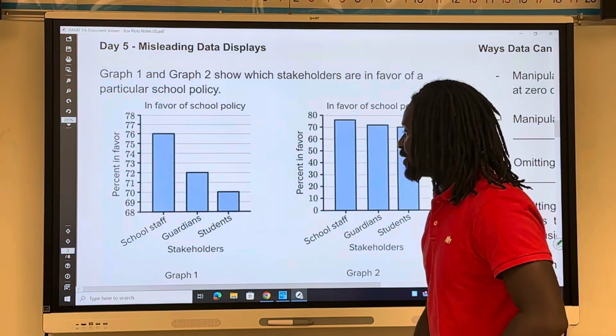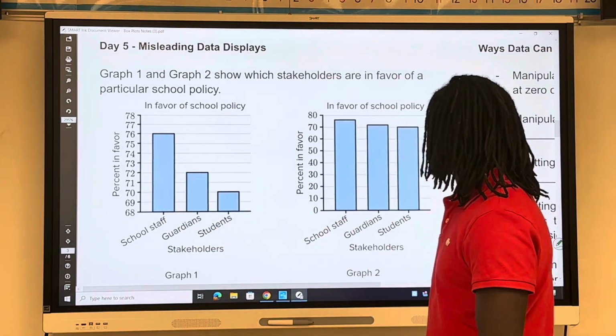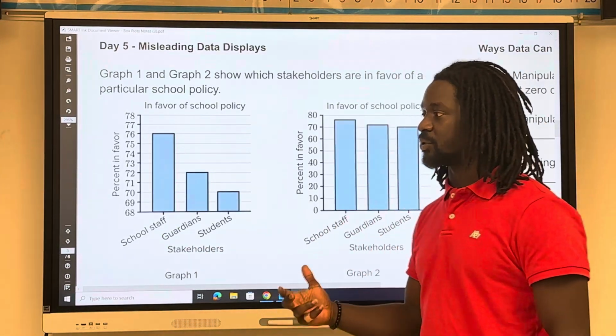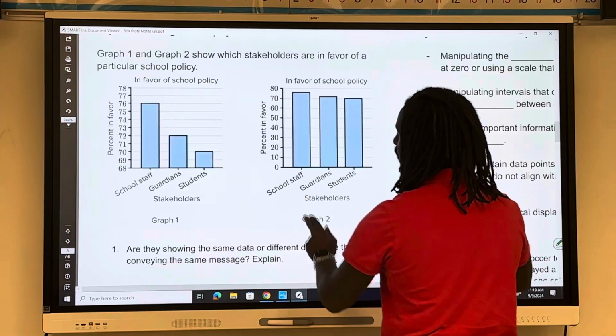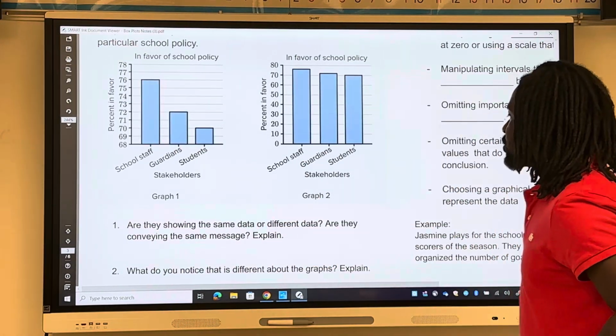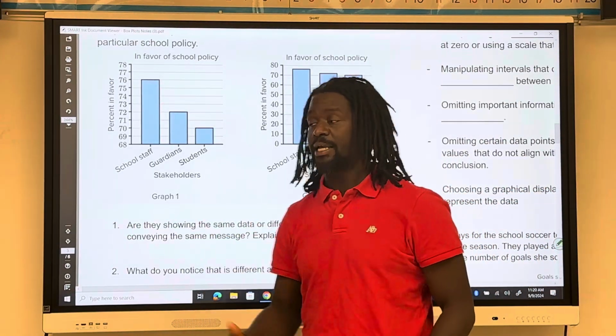But here's the data. It shows school staff, parents, and then students. I want you to take a moment and look at both of those graphs. Now, I want us to consider a couple questions. The first question is, are these showing the same data, or are they showing different sets of data?